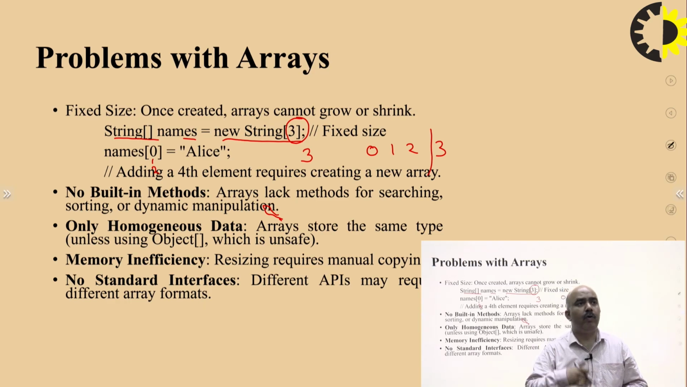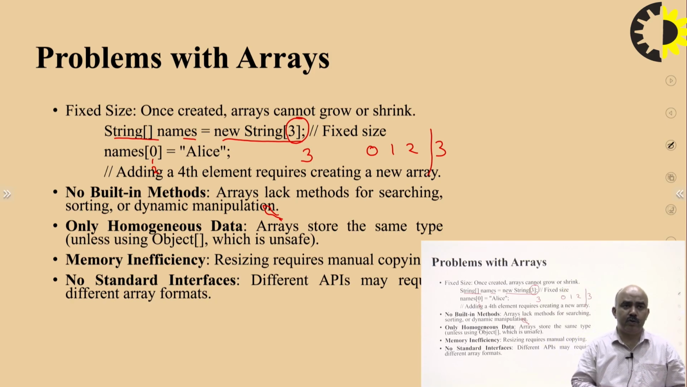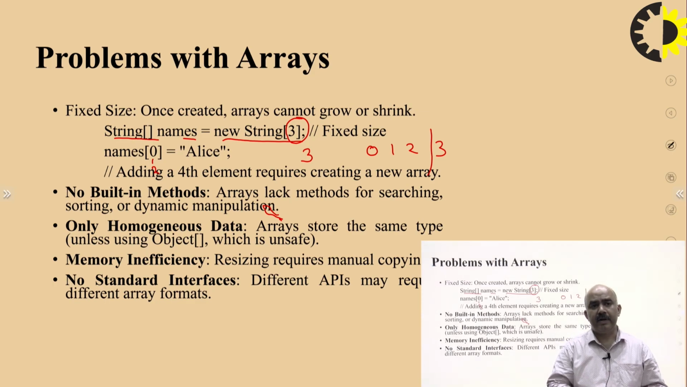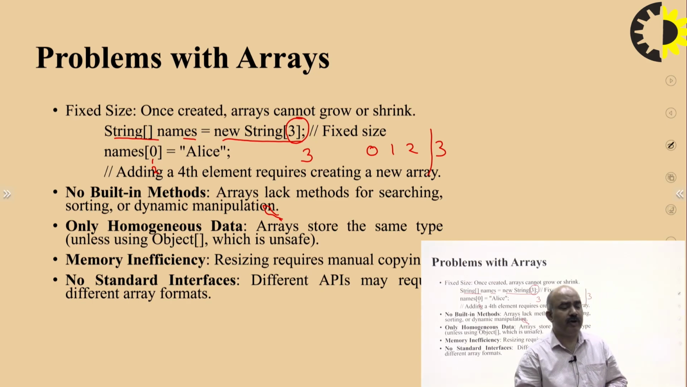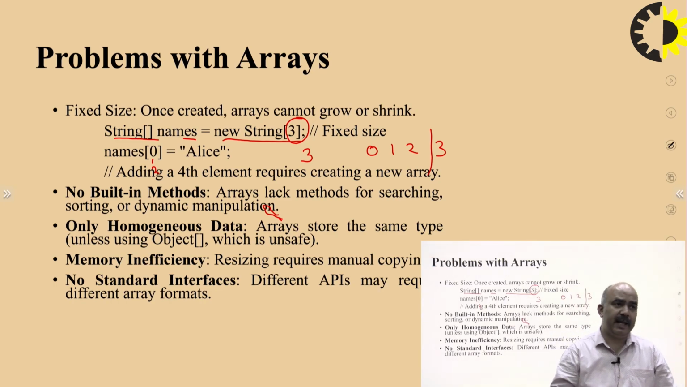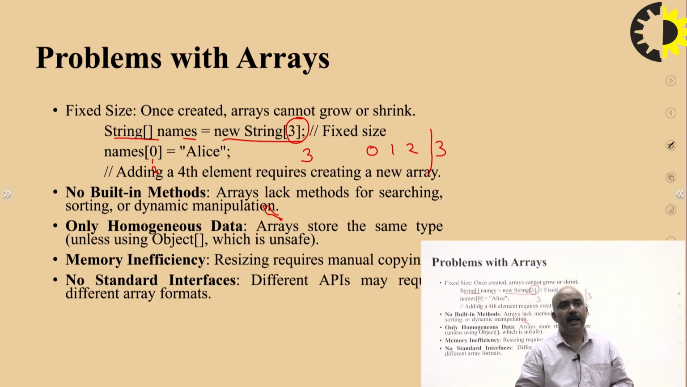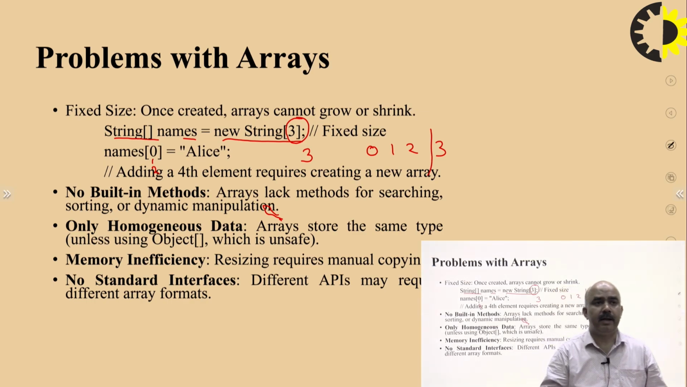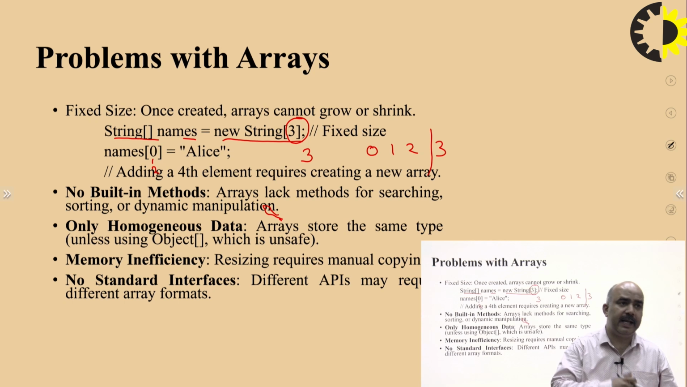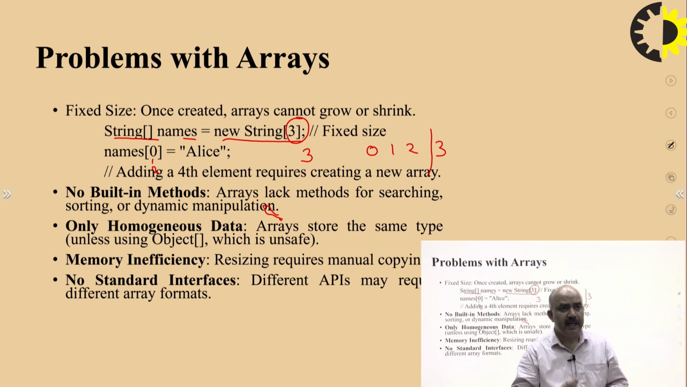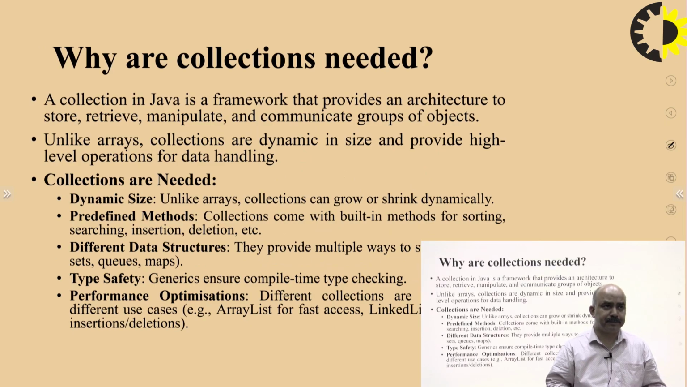In order to overcome those problems, Java has the collection framework, where we can use collections to overcome the drawbacks of arrays. When we use the array as a list in the collection, then we can insert or delete, or dynamically increase or decrease the values in that array.